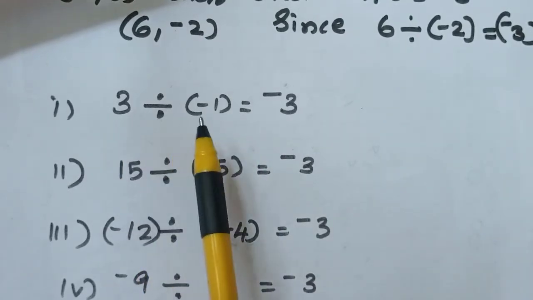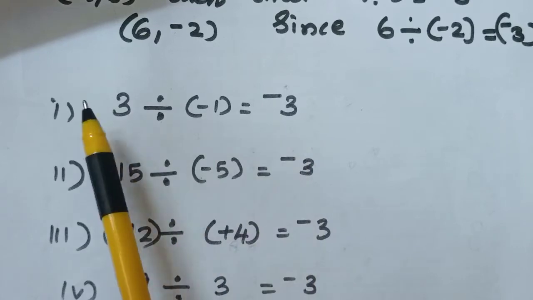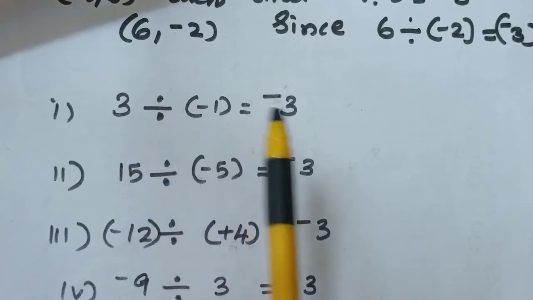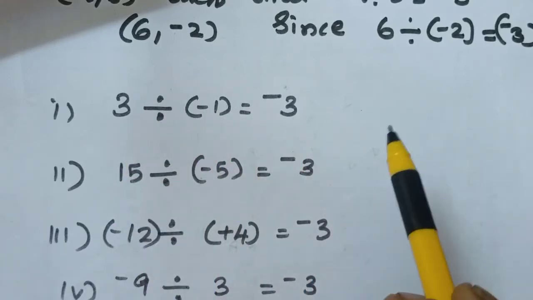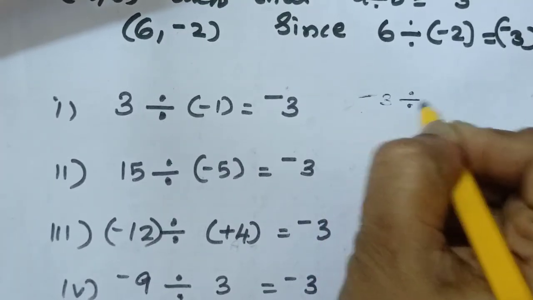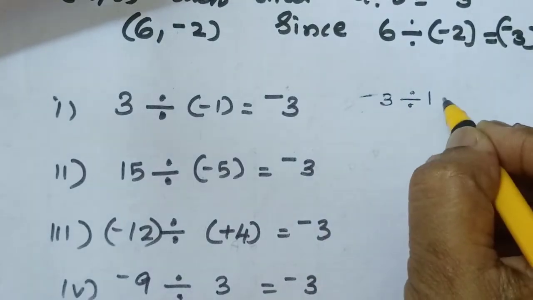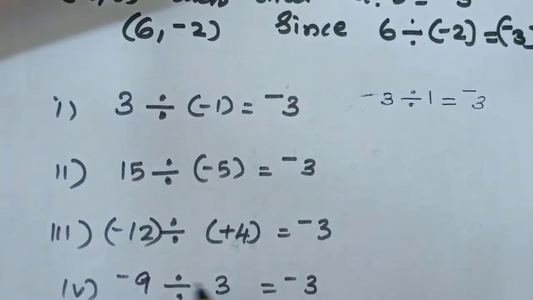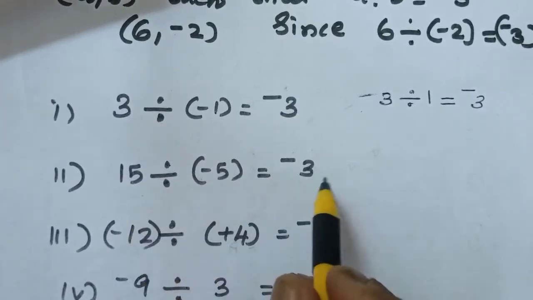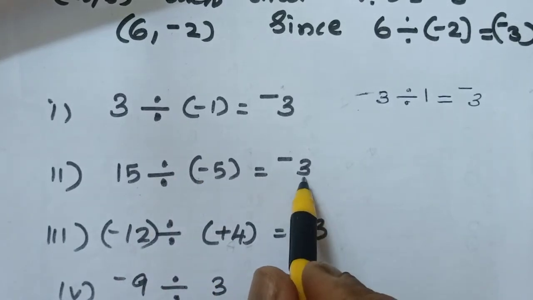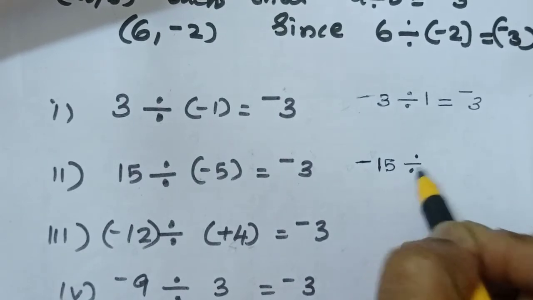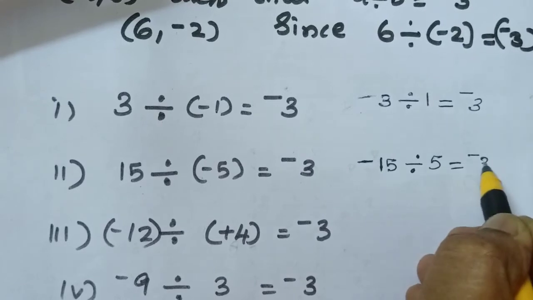First one, 3 divided by -1 is equal to -3. We know that 3 by 1 is 3, so since one of the numbers is negative, the answer is negative. This can also be written as -3 divided by 1, which is also -3. Then 15 divided by -5 is equal to -3. 15 by 5 is 3, so 15 divided by -5 is equal to -3. This can also be written as -15 divided by 5 is equal to -3.